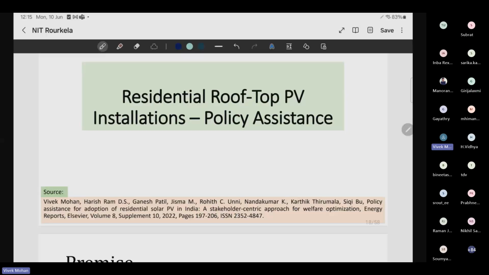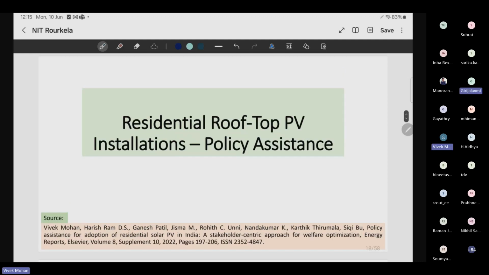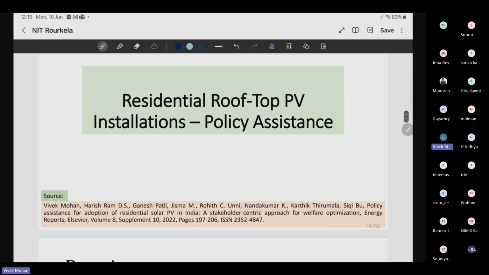Now, just before this session, we have seen the opportunity of an EV owner in participating in a frequency regulation service and earning some money out of that. That is an additional business scope for the EV owner. Okay. That is another thing. Now, residential rooftop PV installations policy assistance. This is another optimization problem. I will explain what this is.